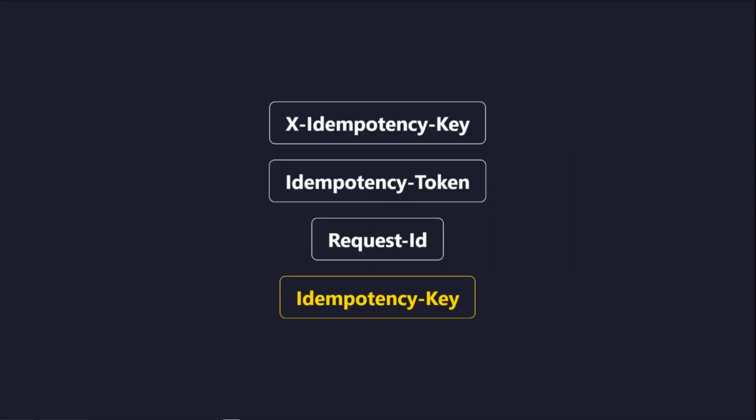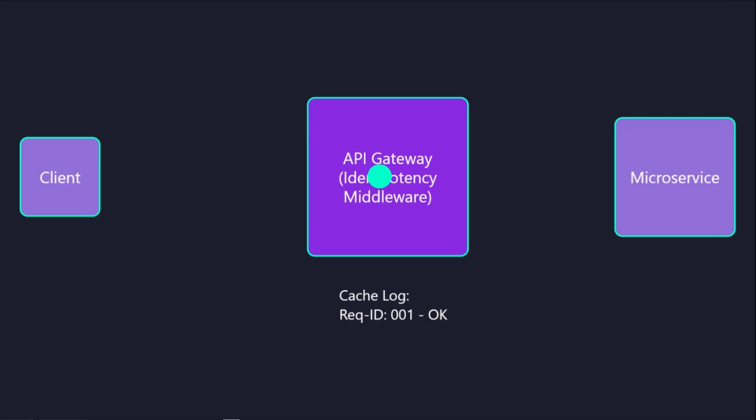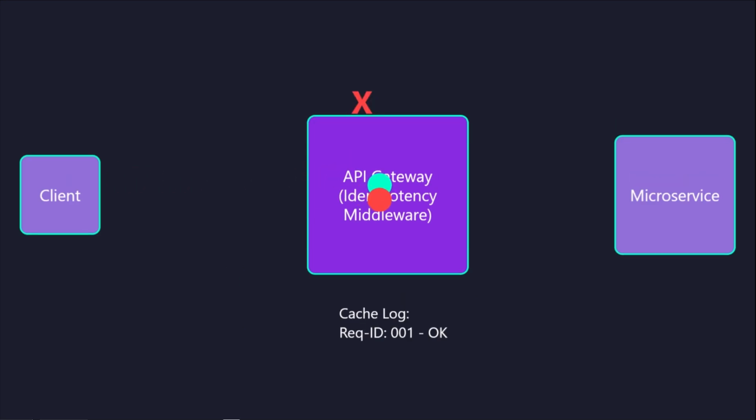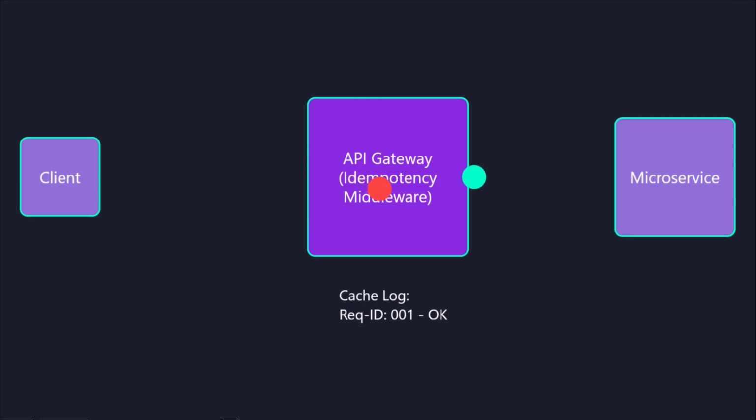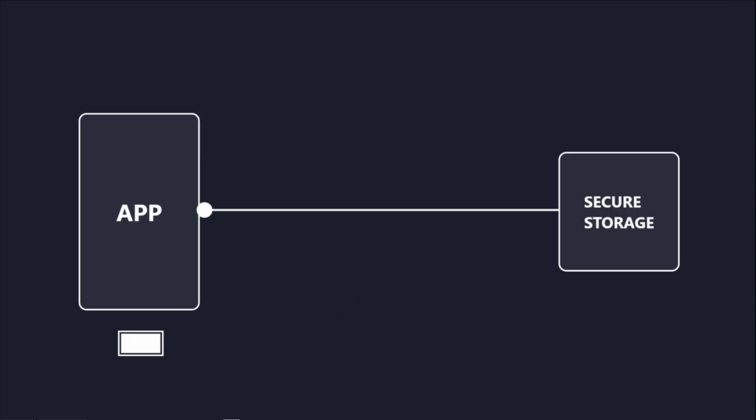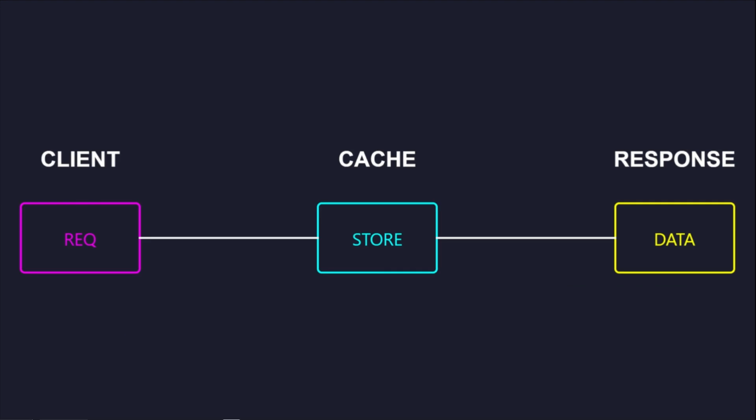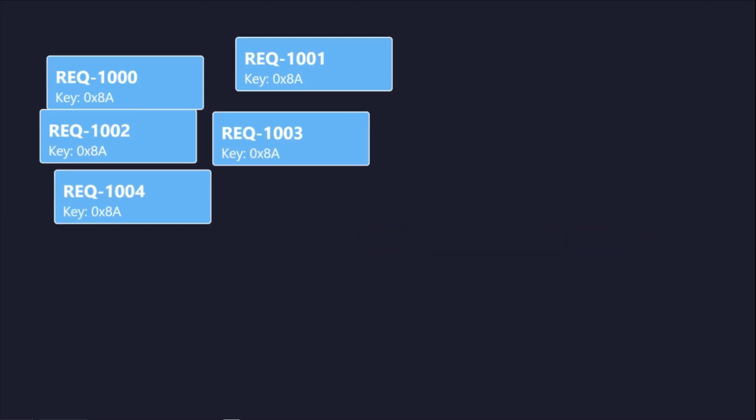While there is no single global standard, many modern payment gateways use the hyphenated title Idempotency-Key as the header name. Many modern application programming interface gateways provide built-in middleware to handle idempotency logic before the request even reaches your microservice. For mobile apps, persist the key to the device's secure storage to ensure it survives if the battery dies or the app is killed. The cached response must be deterministic. Always return the exact same headers and body that were generated during the first successful execution.